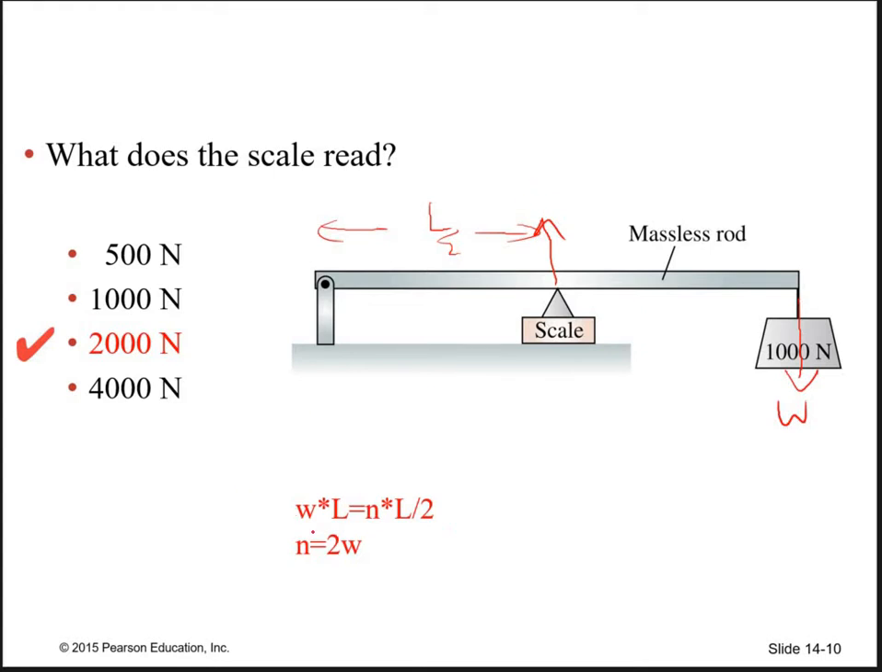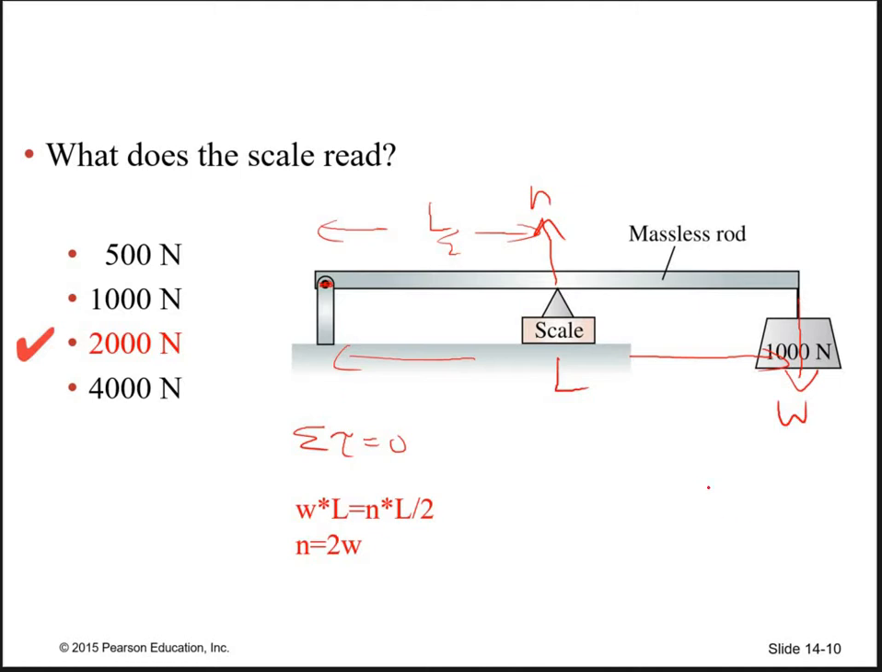It makes more sense if you do the calculation. When you apply the condition that the net torque is 0, this weight's torque is W times L, and you can see that it's clockwise. This is counterclockwise, so they balance each other. This is the pivot point. We're assuming there are obviously forces over here, but we don't have to consider those because this is our pivot point. This normal force has a distance L by 2. So weight times L is equal to N times L by 2.